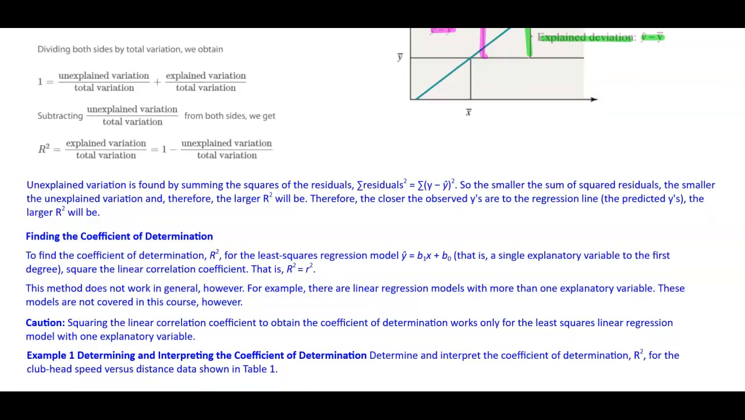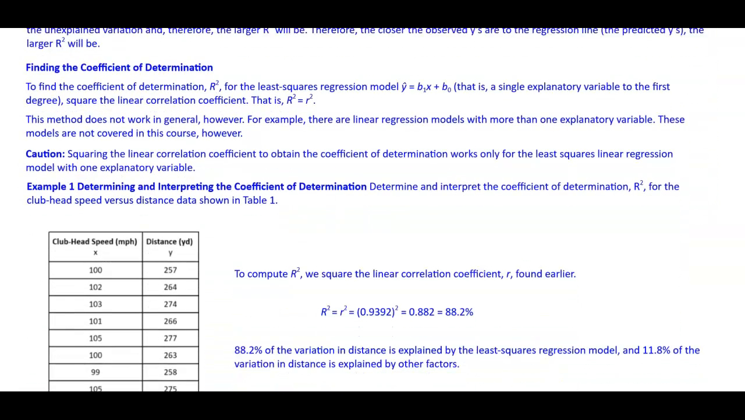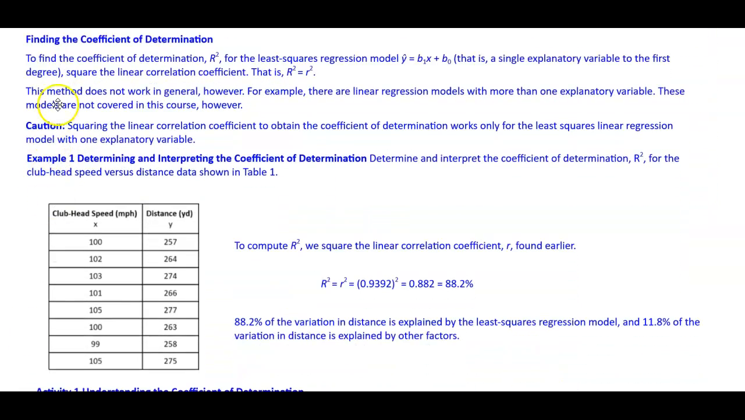Now, how do we find the coefficient of determination? To find the coefficient of determination, which is capital R squared, for the least squares regression line, y hat equals the slope times x plus the y-intercept, that is, a single explanatory variable to the first degree, we square the linear correlation coefficient. That is, the coefficient of determination is equal to the linear correlation coefficient squared.